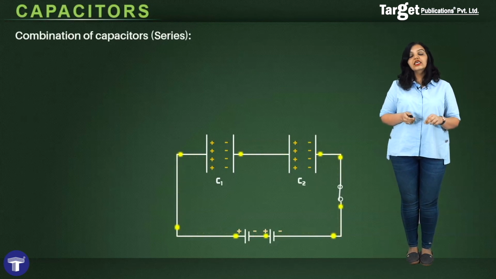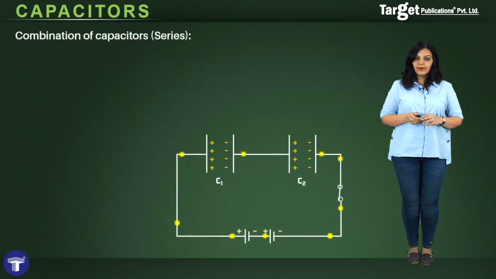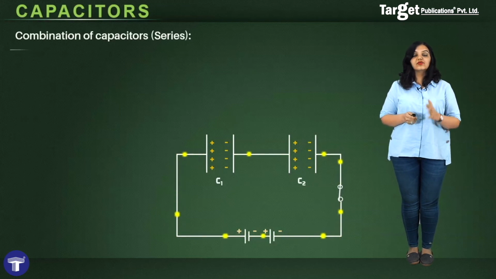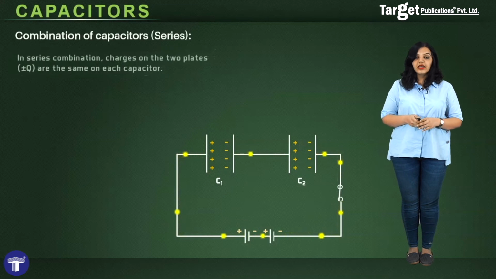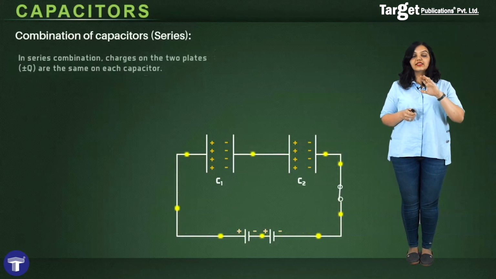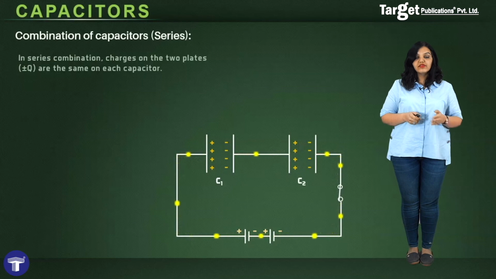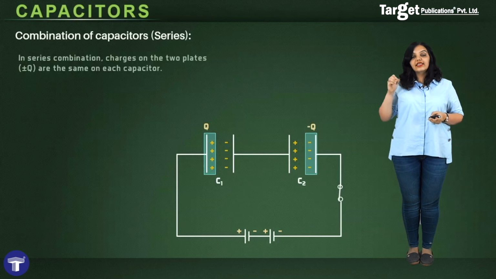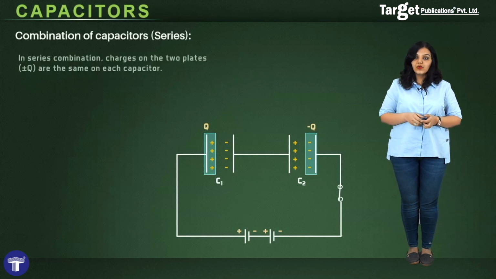I can also see that the same current is flowing through both the capacitors. Eventually, after a period of time, both these capacitors will have the same charge on them. So let's say that the first plate, that is the plate on the left connected to the positive terminal of the battery, this plate of C1 will get a charge of plus Q, and the plate connected to the negative terminal of the battery, that is the right plate of C2, will get a charge minus Q.